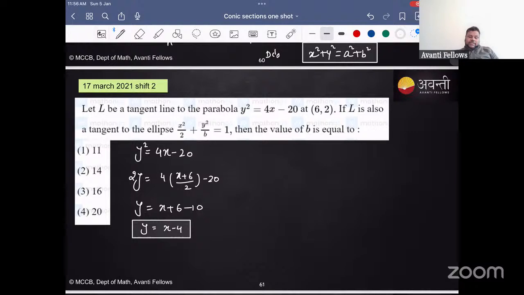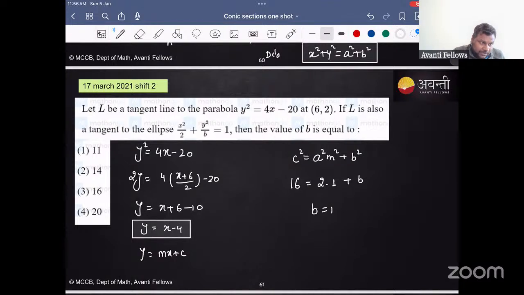Now they are saying this line is also tangent to the ellipse. So the condition of tangency is c square equals to a square m square plus b square. If I compare this with y equals to mx plus c, c square will be 16, a square is 2, m square, m is 1, plus b square is simply b here. So what do I get for b? B is 14. So this is your answer.